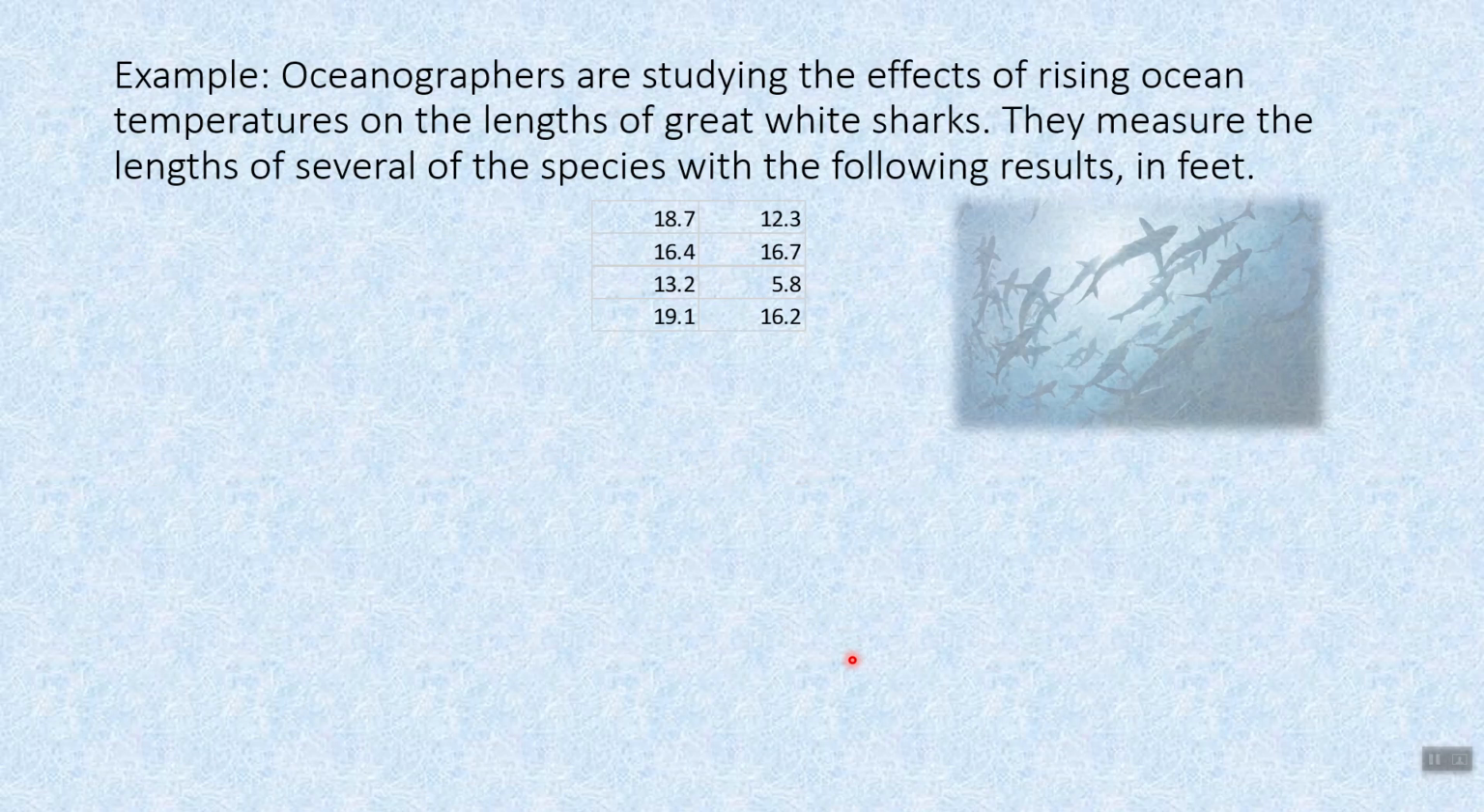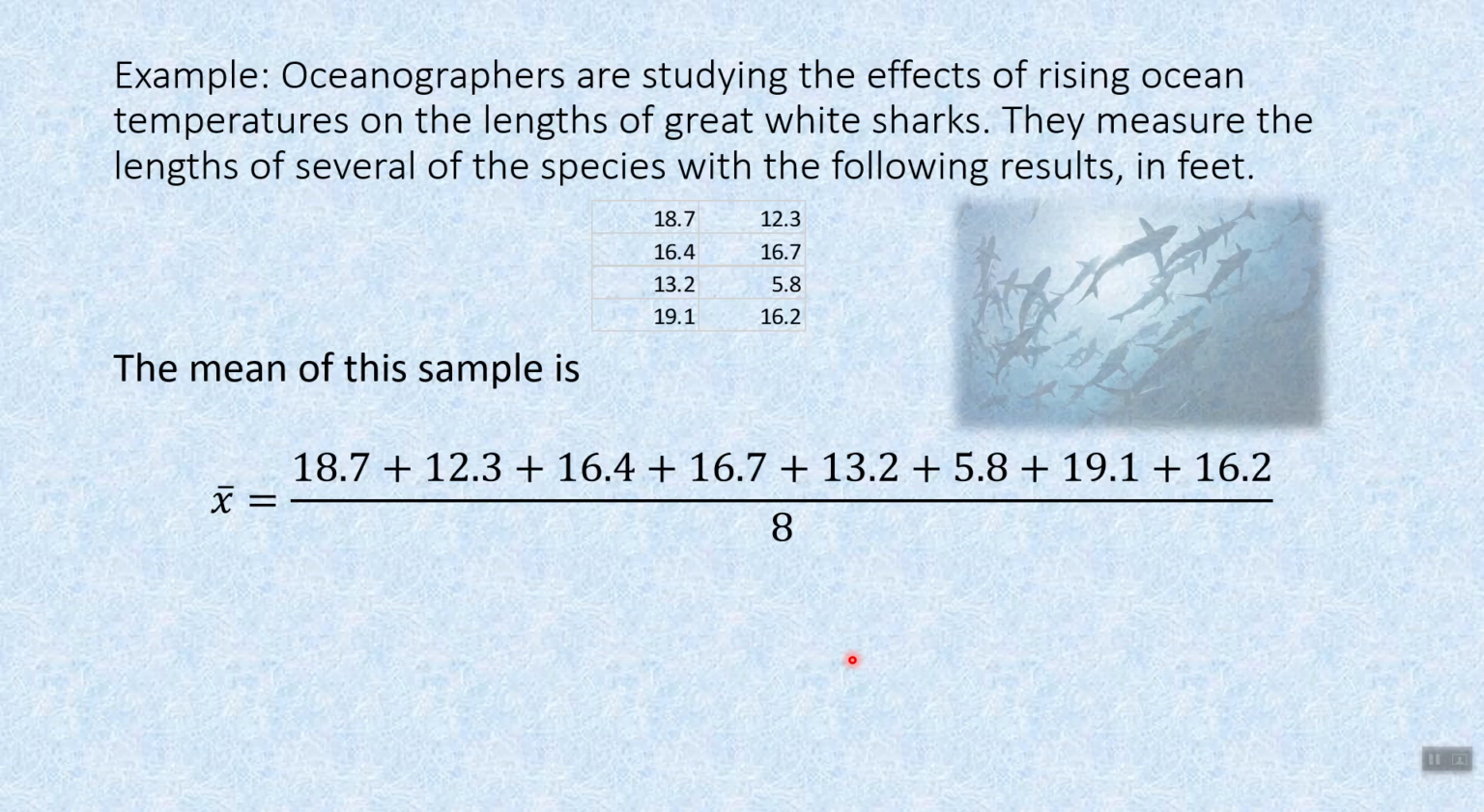Oceanographers are studying the effects of rising ocean temperatures on the lengths of great white sharks. They measure the lengths of several of the species with the following results measured in feet. The mean of this sample, so what's the average shark length? X bar will be, we'll add them up, 18.7 plus 12.3 plus 16.4 all the way out to our last one, 16.2. And our n value, how many are there? There are 8.